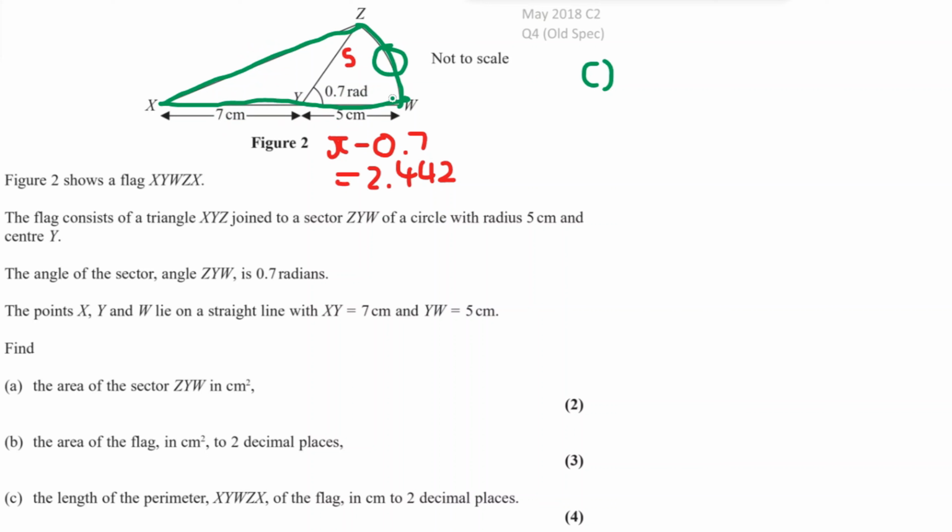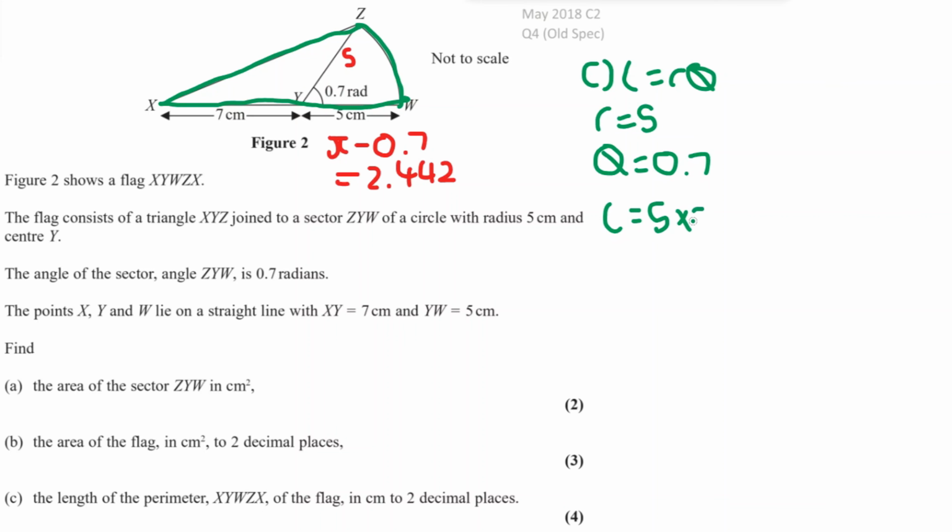This here is an arc of this sector here that we've talked about before, and we know from this video the arc length is equal to r theta, where r is equal to the radius, which is 5, and theta is equal to the angle in between the radii, which is in radians, which is 0.7. So therefore L is equal to the radius, which is 5, times 0.7, which if you put into a calculator is equal to 3.5. So this side here is 3.5.